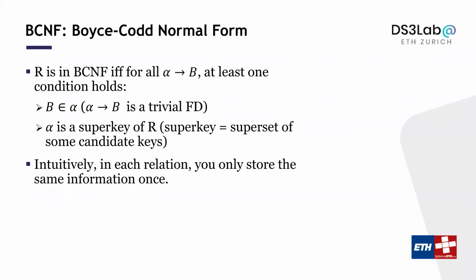Intuitively, whenever a relation design is in BCNF, for every single relation you essentially store the same information once. If you look at both of the conditions, both of them are kind of trivial, and essentially you don't have those really non-trivial functional dependencies in every single relation. That is intuitively what we want to enforce in BCNF.